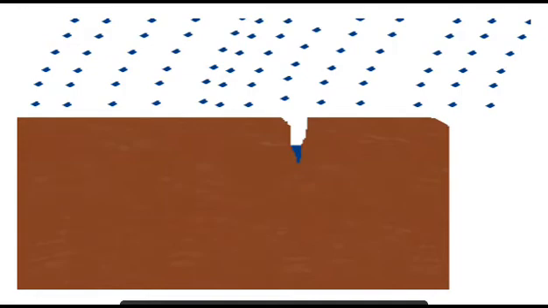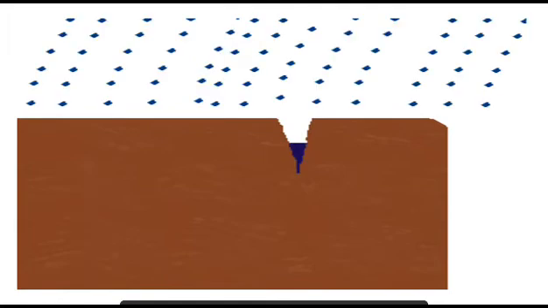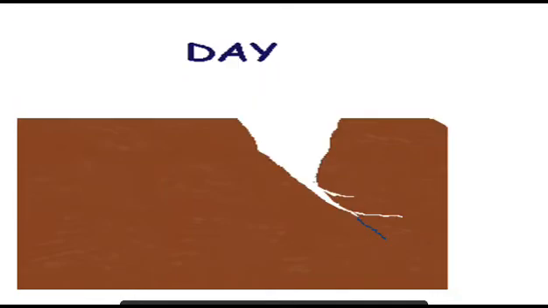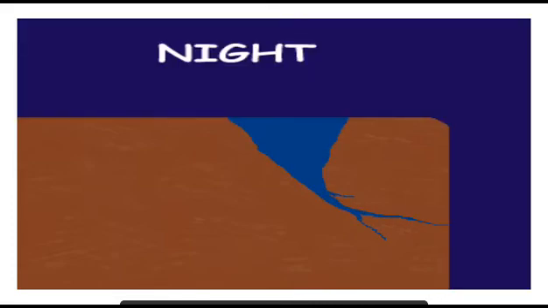For example, here you can see how the sun plays an important role in the weathering of rock. During the daytime, due to the heat of the sun, the rock expands, and in the night time it contracts. As a result, cracks are formed and ultimately the rocks break into smaller particles.